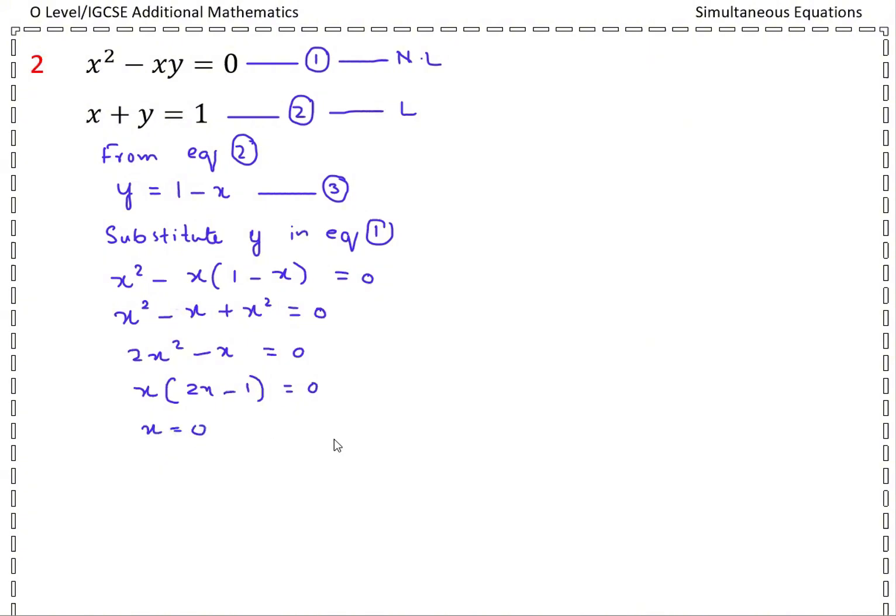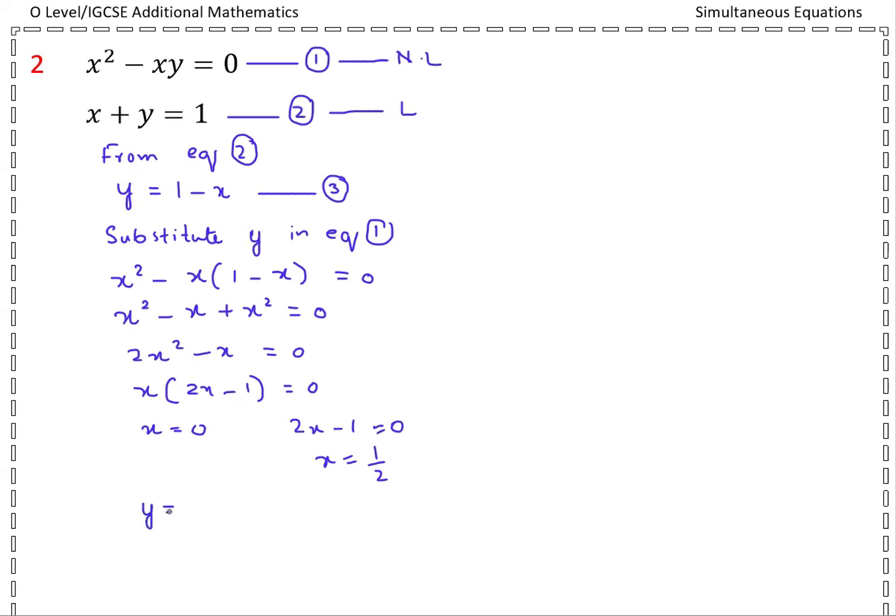X is equal to 0 and 2x minus 1 is equal to 0. X is equal to 1 upon 2. Now we'll take out the values of y. For values of y, we will substitute the values of x in equation 3. You can substitute in equation 2 as well, but do not substitute in the non-linear equation. You have to always take out the value of y by substituting in the linear equation, either in equation 2 or in equation 3.